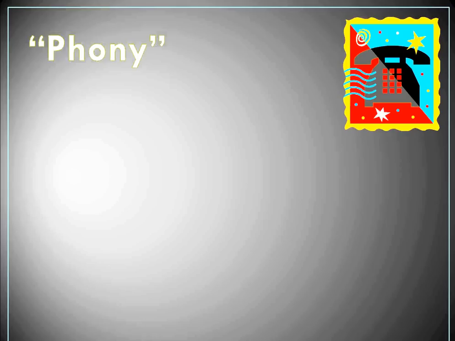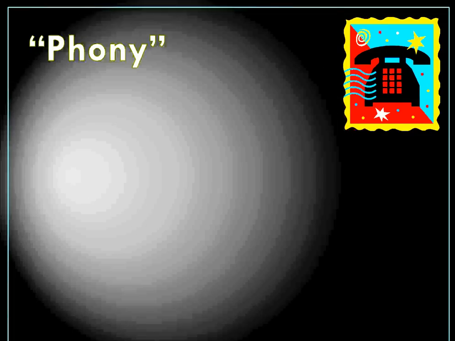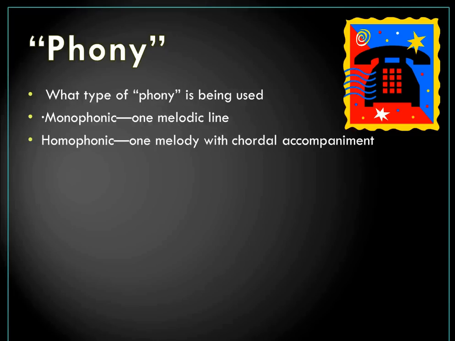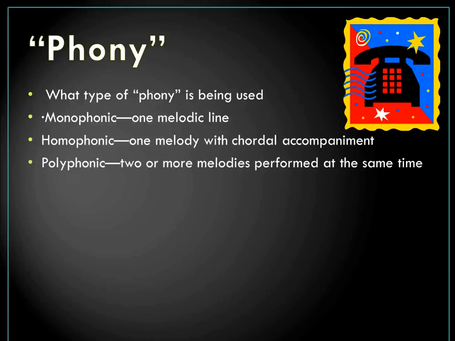Okay, the most important thing for texture is the phony. Most of you probably don't know what that other phony is in the corner there, by the way. So what type of phony is being used? Remember, phony is a word that I've used to help you remember it. So is it monophonic, which is one melodic line? Is it homophonic with one melody and chordal accompaniment? Remembering the chordal accompaniment does not have to come from a guitar or any instrument that can play a chord. It's any instruments that are not playing the melody. Or is it polyphonic, which is 2 or more melodies performed at the same time?